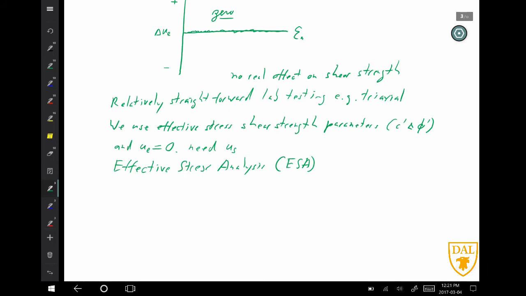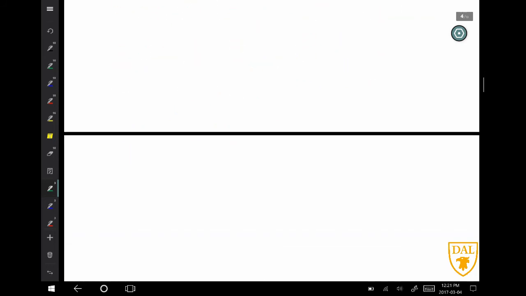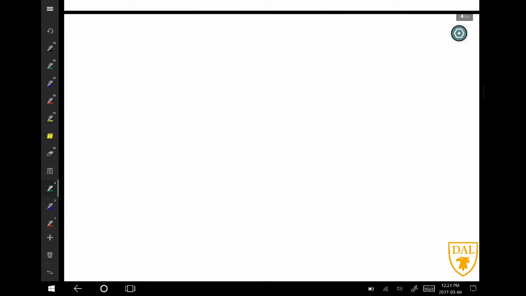So that's the gist of how soils behave in a drained manner.